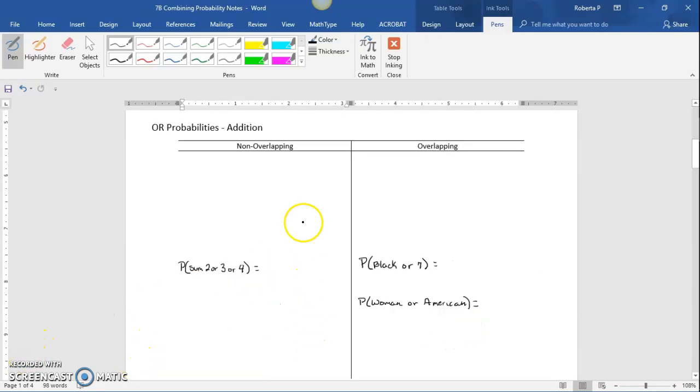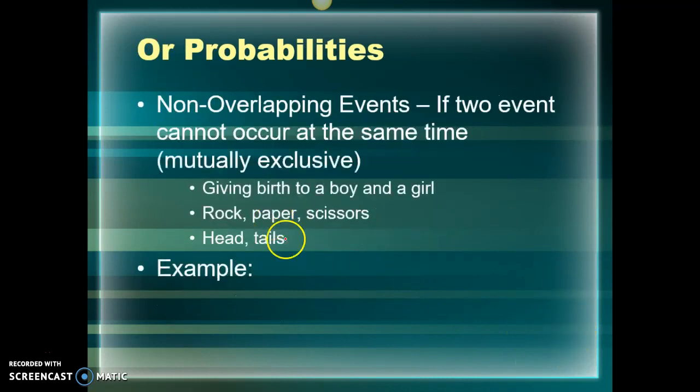OR probabilities have addition as their operation, and there's always a higher probability with an OR probability than with an AND probability, because it's this or this or this. When we talk about non-overlapping events, we're talking about things that are mutually exclusive. They cannot happen at the same time. For example, giving birth to a boy and a girl cannot happen at the same time. In rock, paper, scissors, you can only have one of those, or heads or tails.